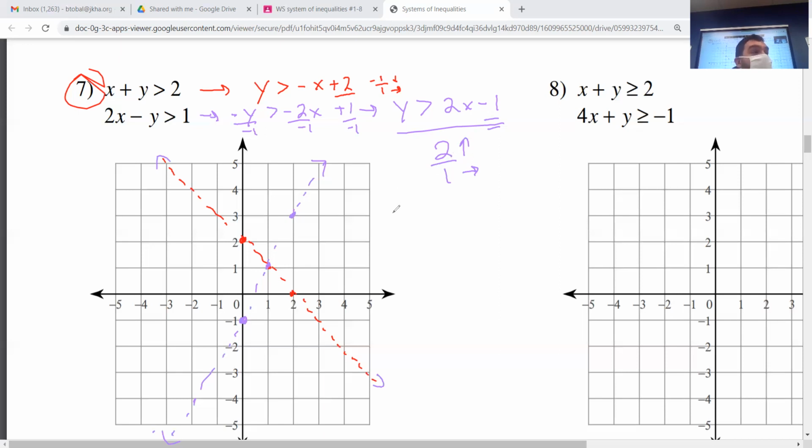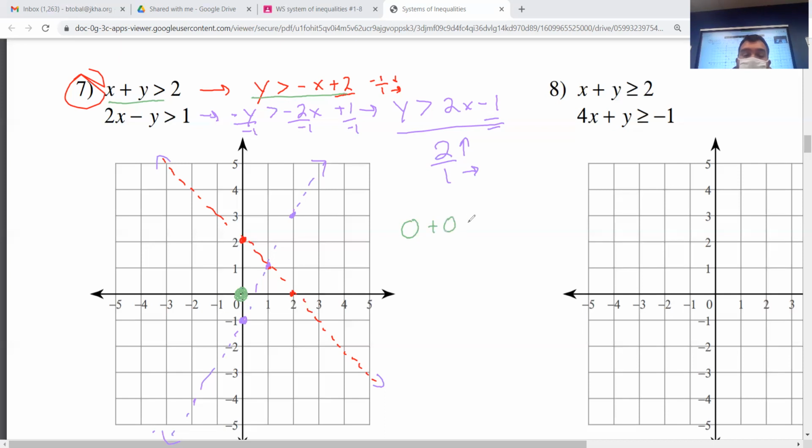Now, in order to test, I need to pick a point that is not on either line. And it looks like 0, 0 is not on either line. So I'm going to first plug in 0, 0 into the red equation. You could plug it into the original one or the one you made. Let's plug it into the original one. You do need to plug it into both, but one at a time.